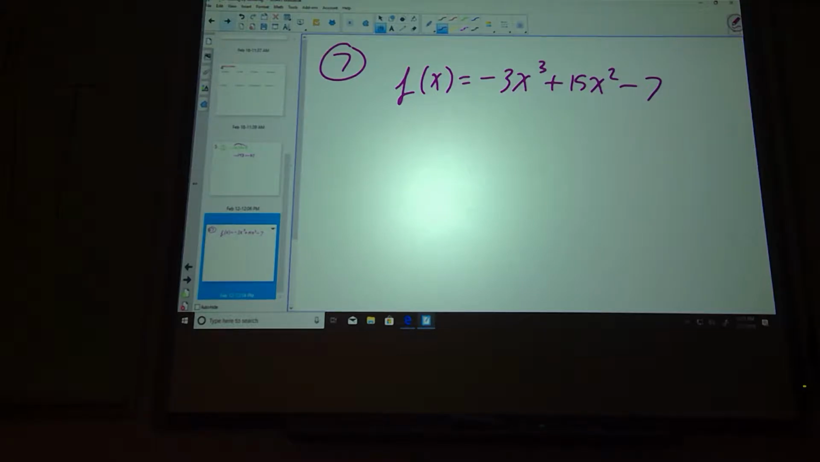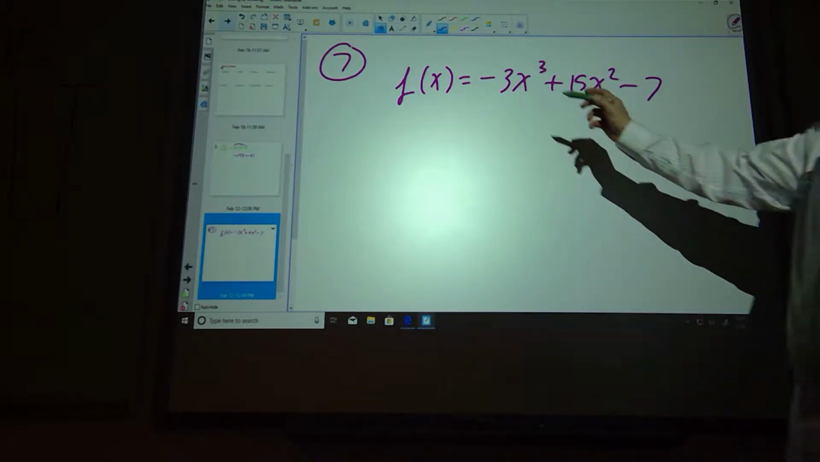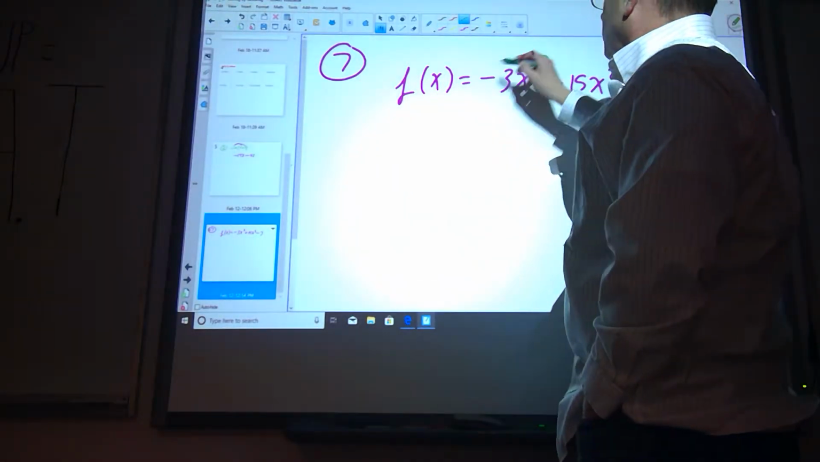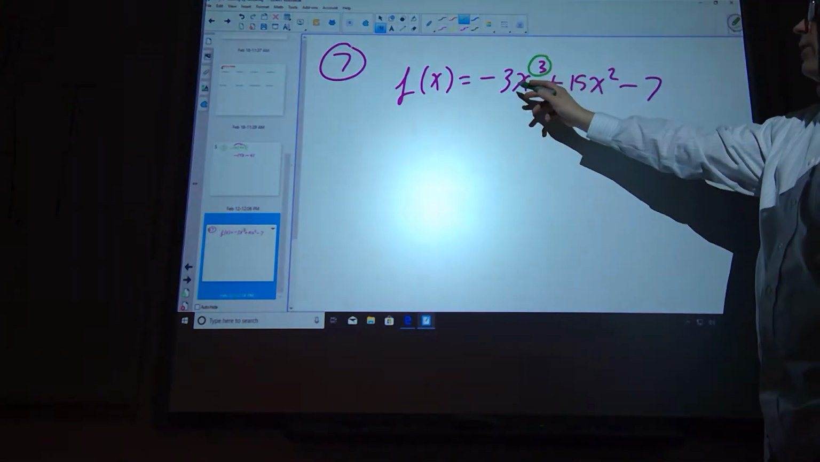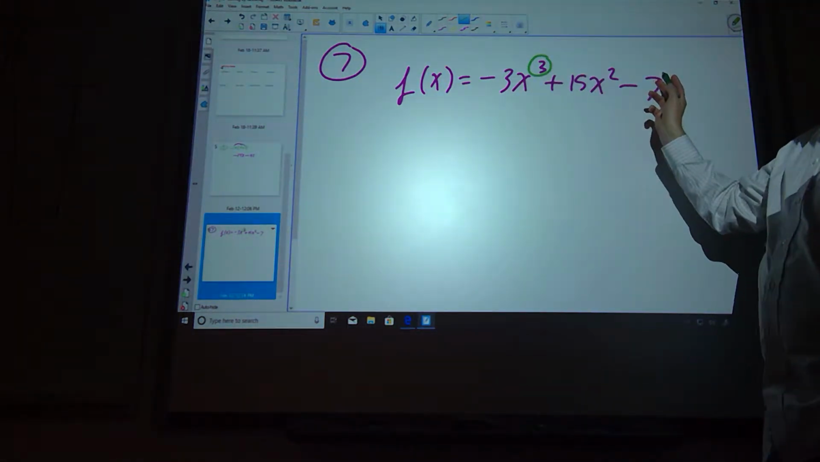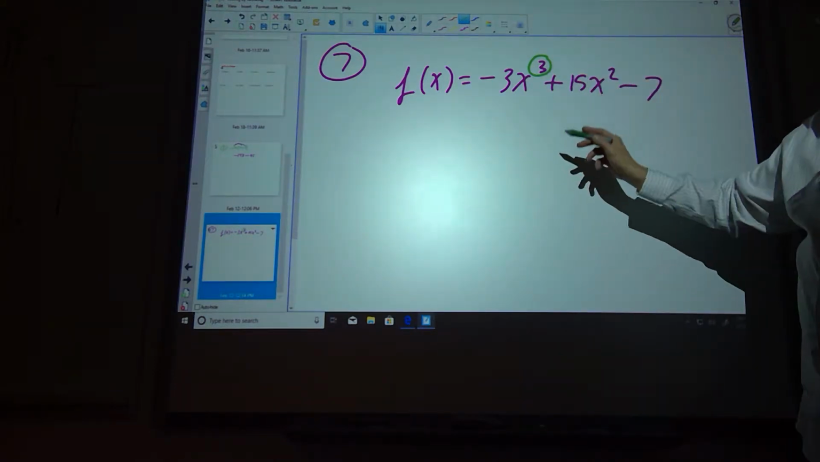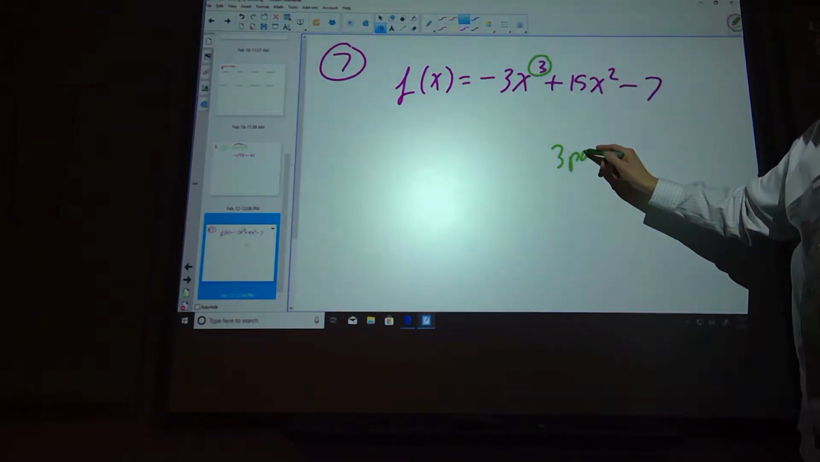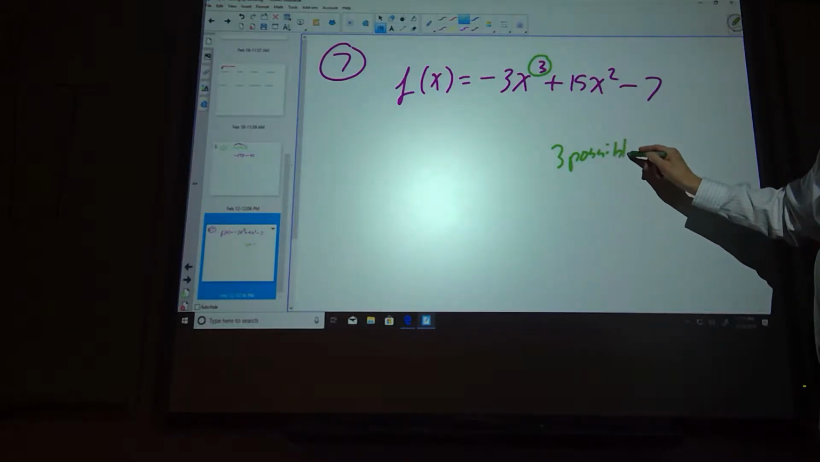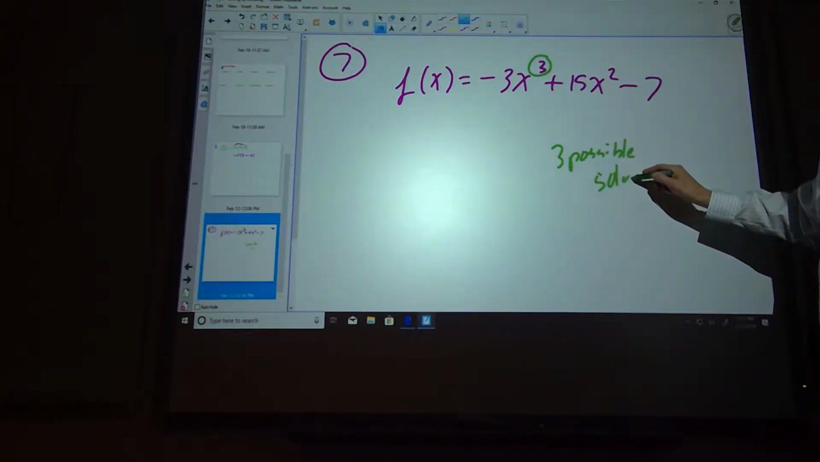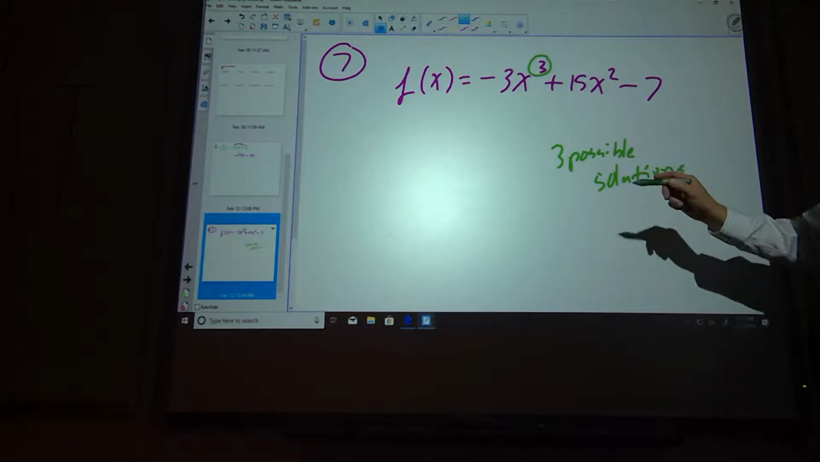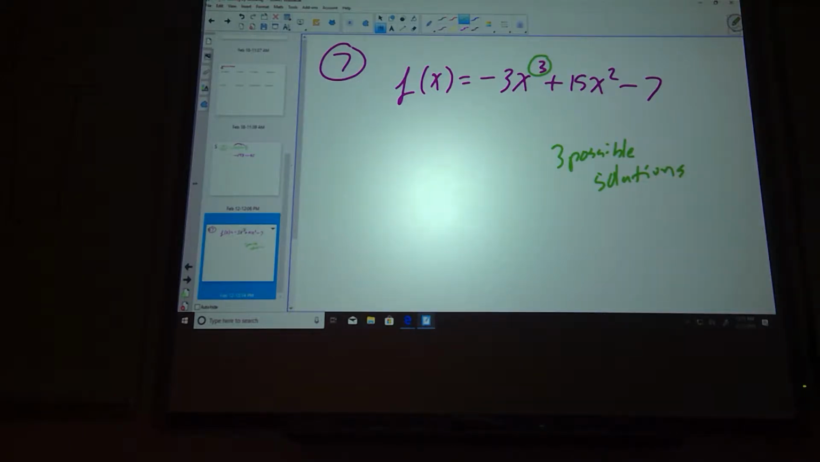My highest exponent up here is 3. That's my biggest exponent. It doesn't matter where that exponent falls. If this was down here and everything was reversed, it's still my highest exponent in the problem. So this means I have 3 possible solutions. And again, it didn't ask for them. It just said we have 3 possible solutions. That's it. What else?